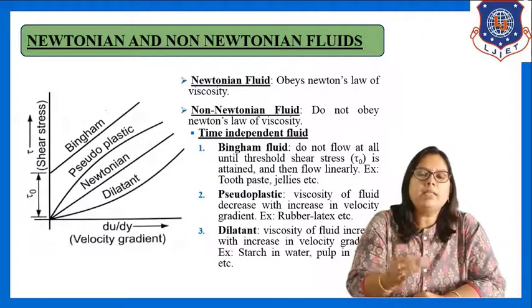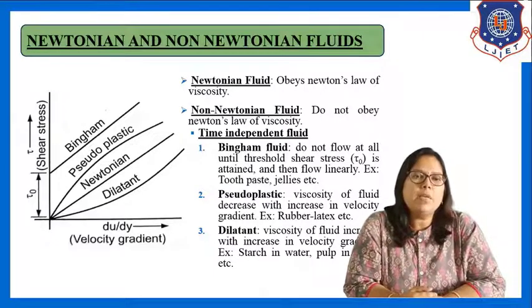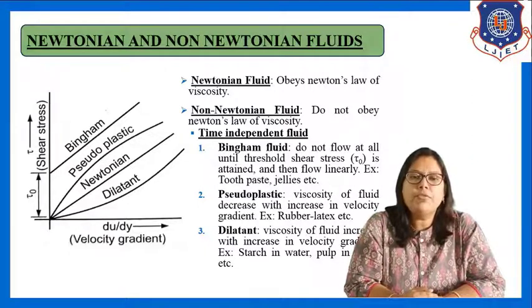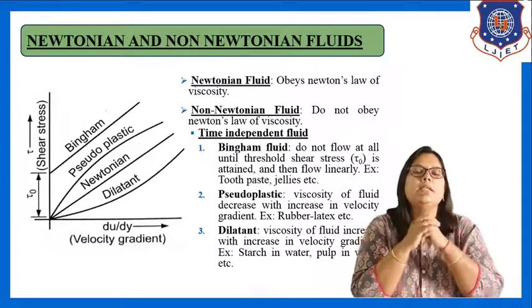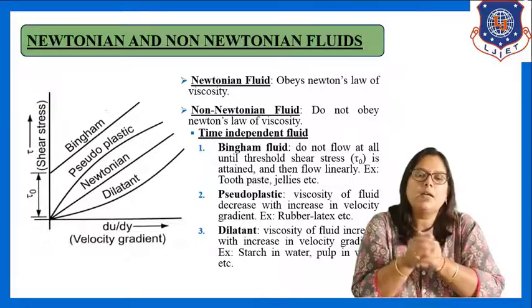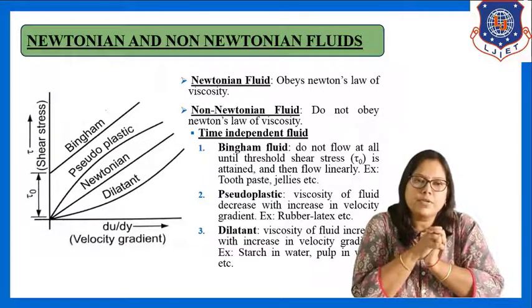Next is the pseudoplastic. A pseudoplastic fluid is one whose viscosity decreases with increase in velocity gradient. Again, the viscosity of the fluid decreases with increase in velocity gradient. That fluid is known as pseudoplastic. Examples of pseudoplastic are rubber latex, etc.